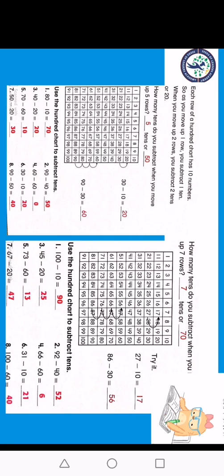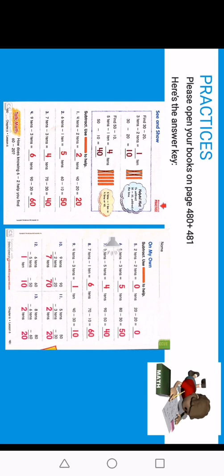Try to do the same with the rest of these questions below. Practice them on your own if you can. Now please open your books on page 480 and 481. Start practicing subtraction. Use your favorite technique while subtracting.